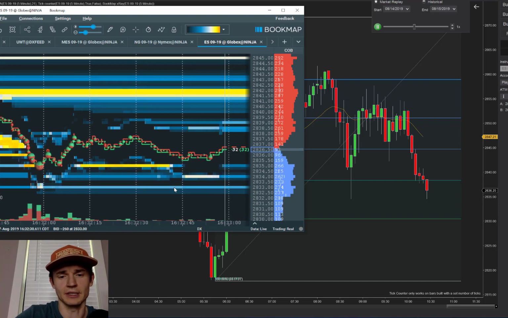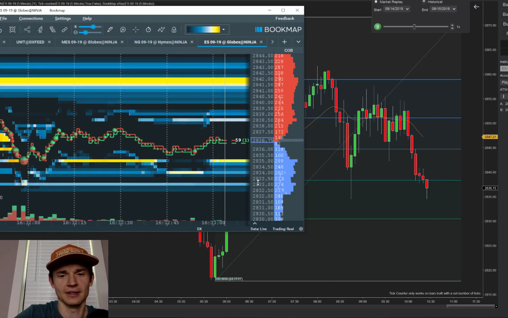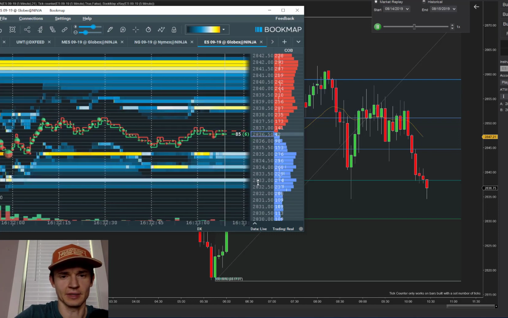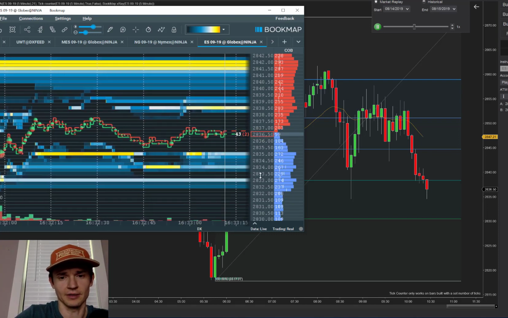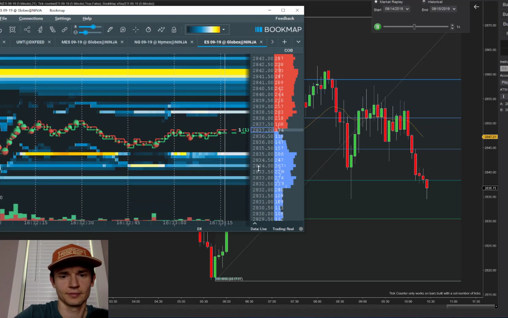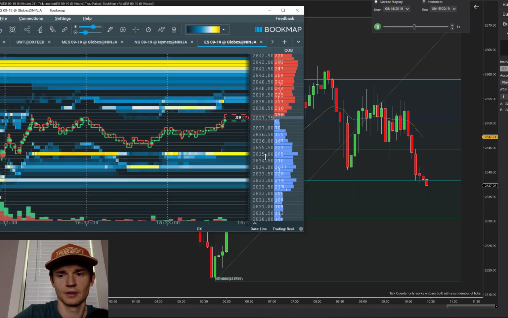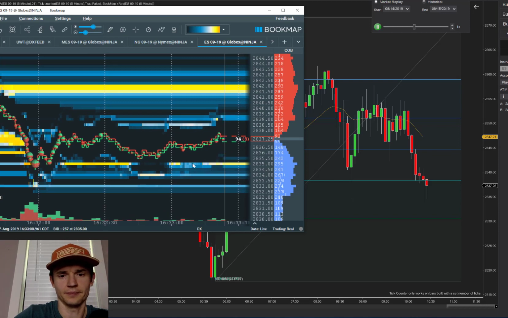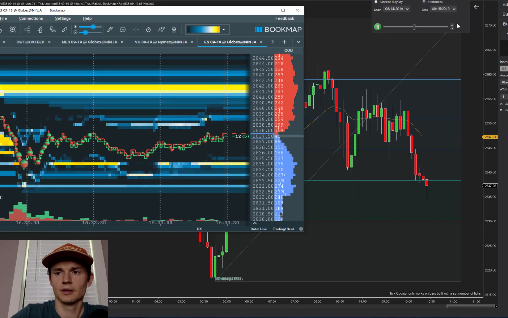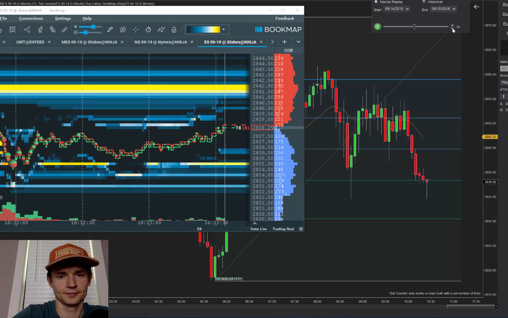Now I should tell you, the Bookmap doesn't always give you clear signals. We had some really good ones earlier. Sometimes, you know, trading is trading. Sometimes shit just happens. And that's just the way it goes. That might be the way it happens here. Speed this up. Let's see if anything happens so we can get moving with our lives.